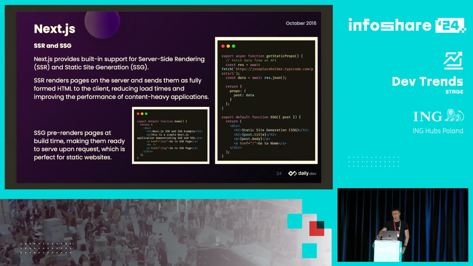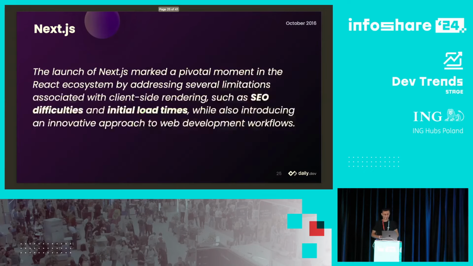Two other features of Next.js are server-side rendering, SSR, and static site generation. For SSR, this renders the page and then sends it to the client in just HTML format, which makes it very quick, very fast. In the case of SSGs, the pages are already built, and then they're sent when there is a request from the client.